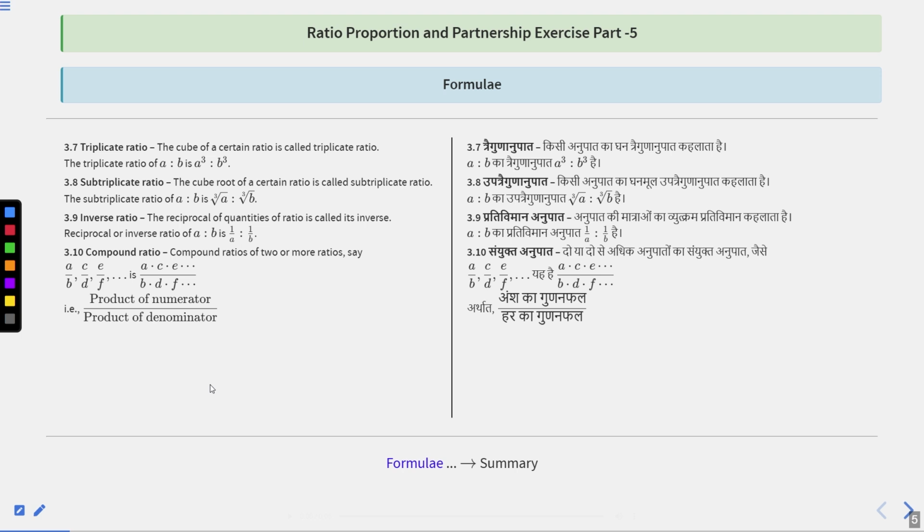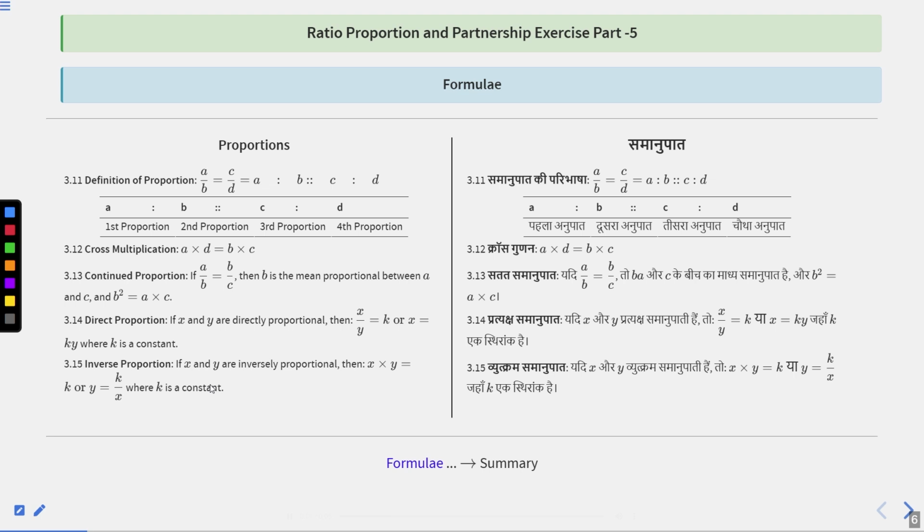Next one is compound ratio. The compound ratio of two or more ratios, say A upon B, C upon D, E upon F, is given. So compound ratio will be A into C into E upon B into D into F. For example, product of numerators upon product of denominators. Okay. Next one. Now move to proportion.